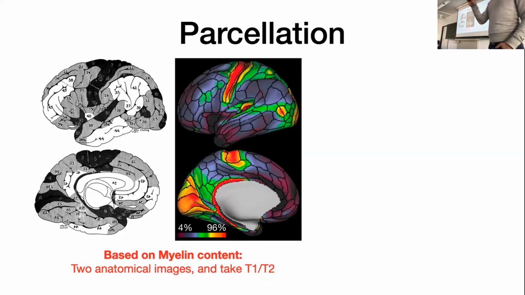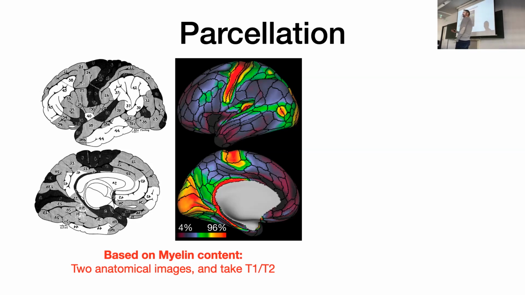Not important for functional imaging, but I just wanted to say a bit about that. Another thing is that you can do it in the living brain: you can use multiple MRI images and get something that can be a proxy of histology.